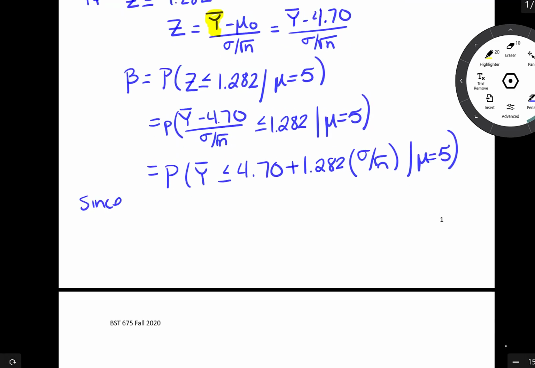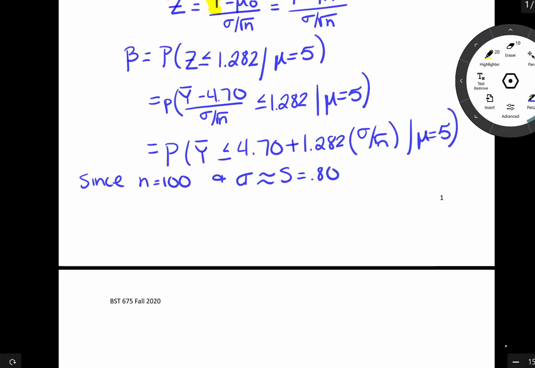Further, we know that n is equal to 100, and we're going to use our plug-in principle, and we know that sigma is approximately equal to s, which is 0.80, so we can plug those values in. If you plug those values in here, we end up that beta is equal to the probability that y bar is less than or equal to 4.8026, given mu equal to 5.